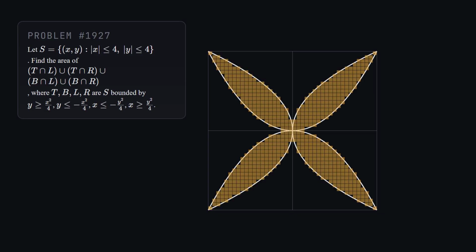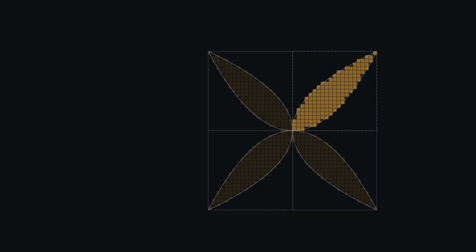Before computing anything, it's worth noticing what those 4 curves actually are. They're the same curve rotated a quarter turn 3 times over. So it makes sense that the shape repeats itself 4 times around the center. By rotational symmetry, all 4 pieces have the same area. So let's forget 3 of them and focus on the top right petal. Whatever its area is, the total is 4 times that.